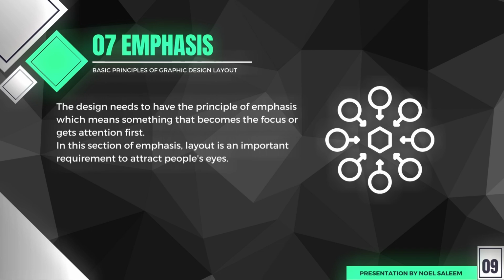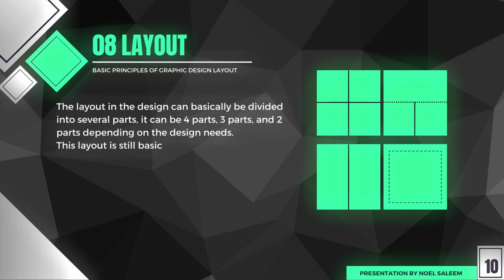Emphasis. The design needs to have the principle of emphasis, which means something that becomes the focus or gets attention first. In this section of emphasis, layout is an important requirement to attract people's eyes. Layout. The layout in the design can basically be divided into several parts. It can be 4 parts, 3 parts, and 2 parts depending on the design needs. This layout is still basic.